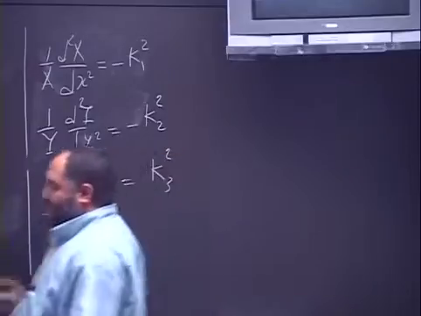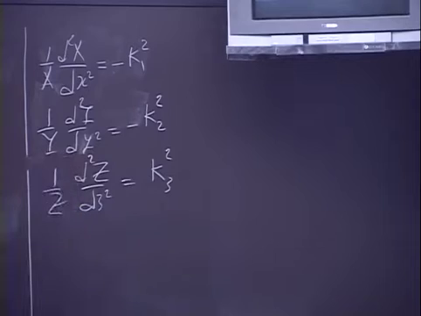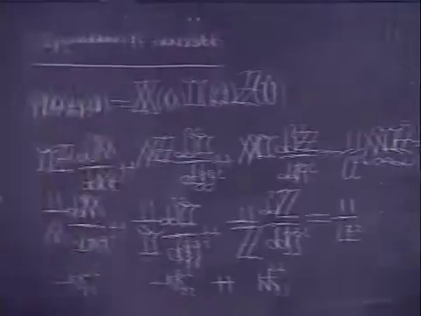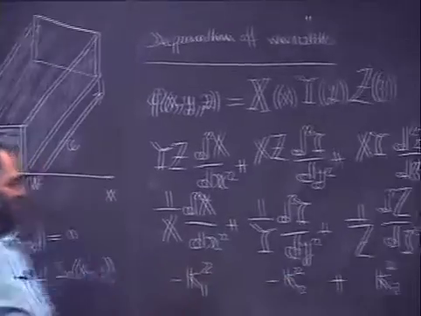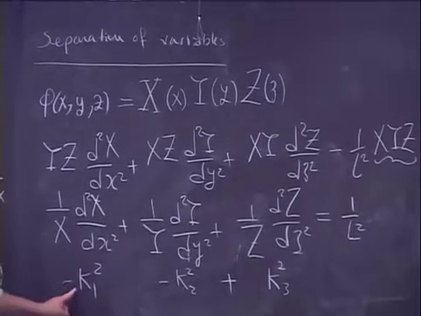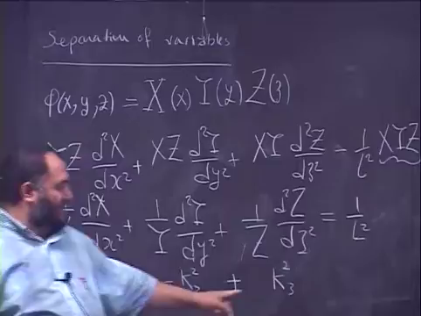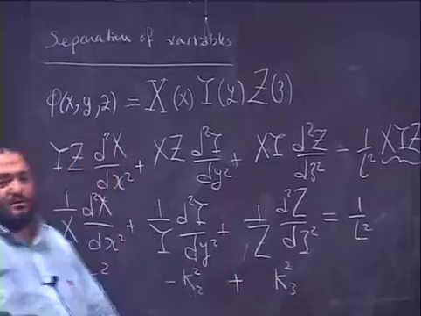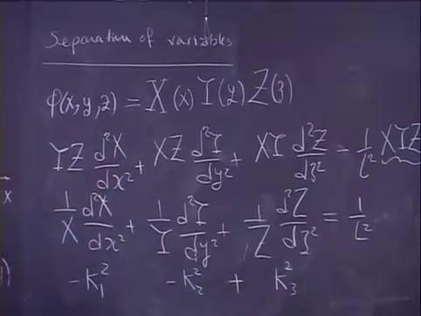Okay, look at this. If you do not keep the physics of the problem in mind, you will not be able to pick up those constants. Why do we choose this one negative, this one negative, and this one positive? Because of the physics of the problem.